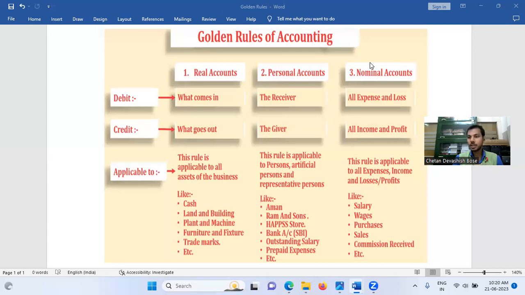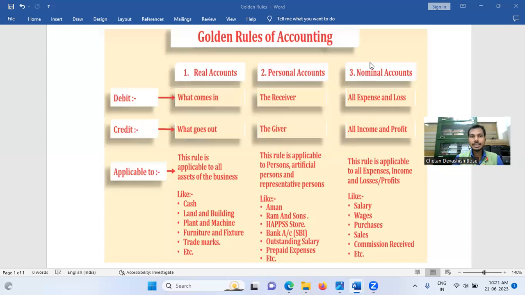And the last category of account that we are going to learn is the nominal account. What is a nominal account? Accounts that are related to expenses, income, gains, losses, and profits are considered to be nominal accounts.